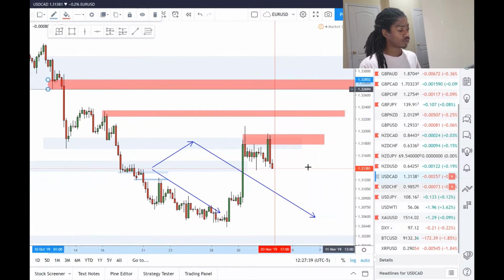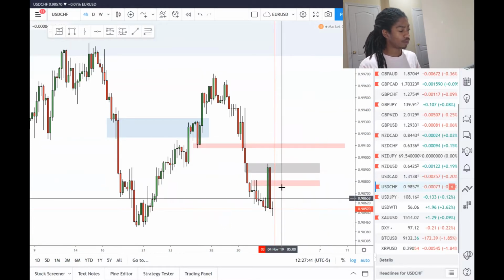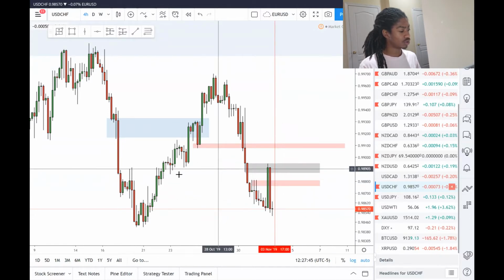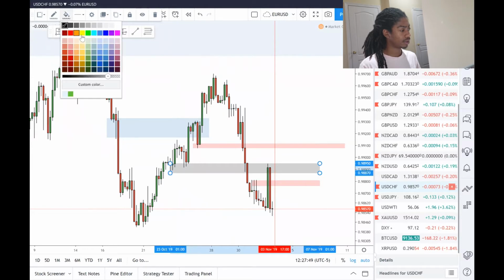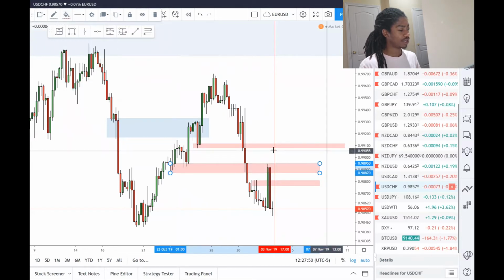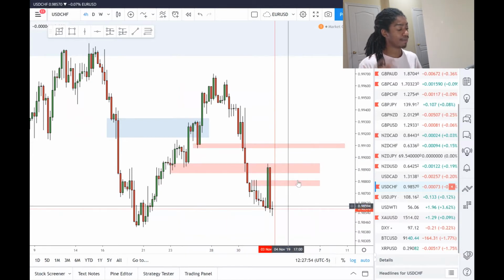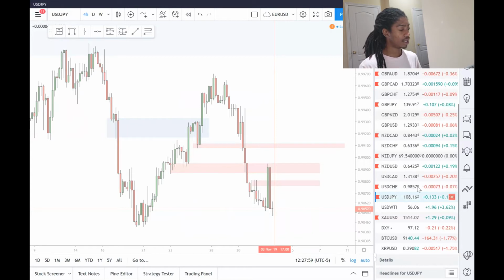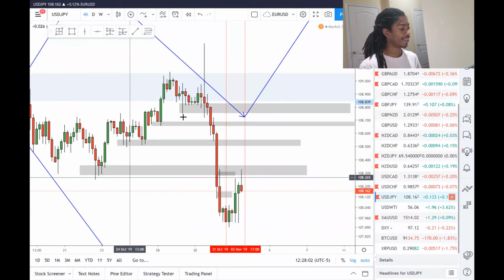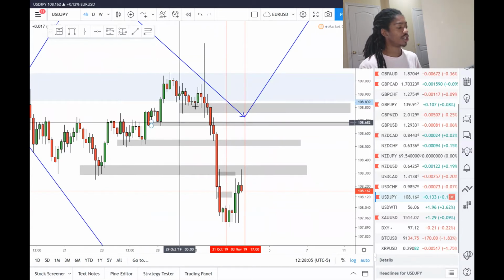Now the US Swiss, same thing, we're looking for a pullback to this area. This is also an area, and then we have this area up here. Pretty much simple things. We need that pullback to get the best trade ideas. Now the US Japanese yen, it's the same thing. We're looking for a pullback to this area, this area, this area, or this area number 4.